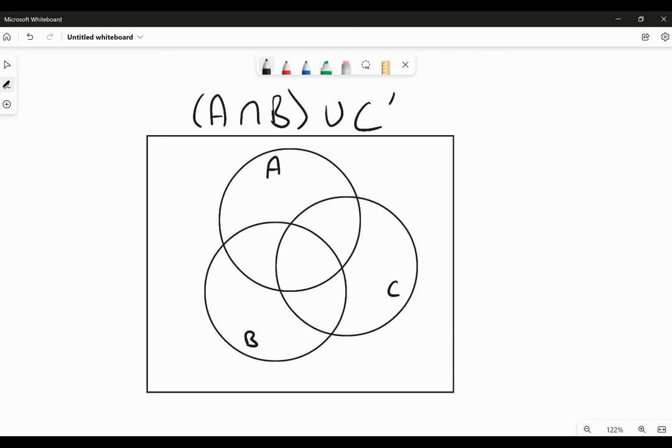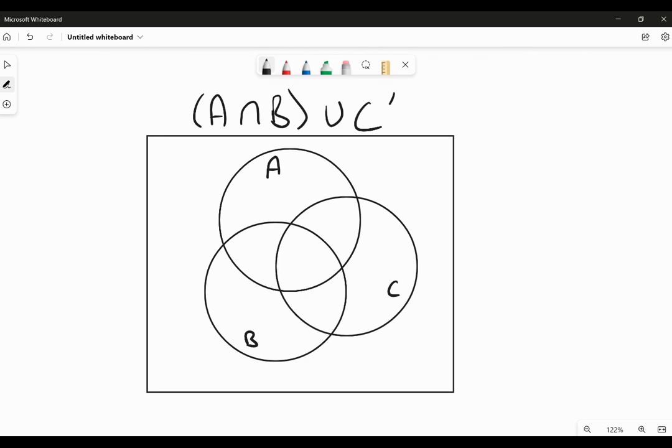Okay, hi everybody. So I'm just responding to a question here that I got. The question was, how do you interpret the (A intersection B) union not C? Okay. And actually, to answer this question, it's not that hard because of the union.